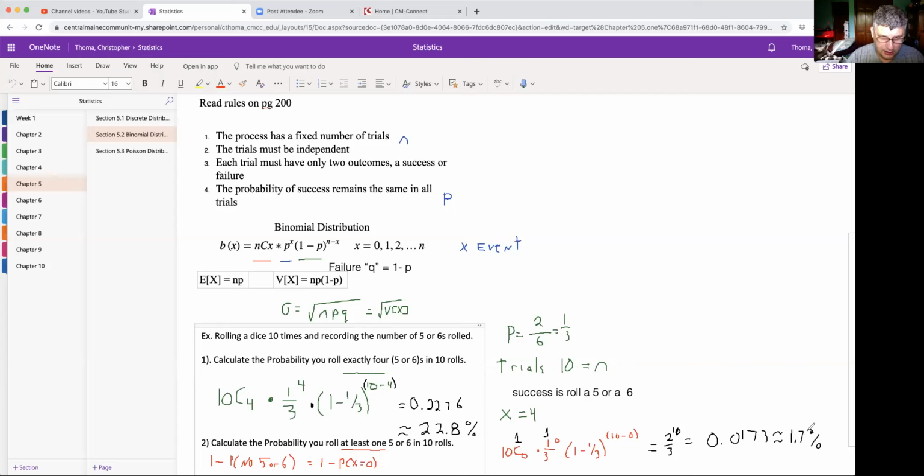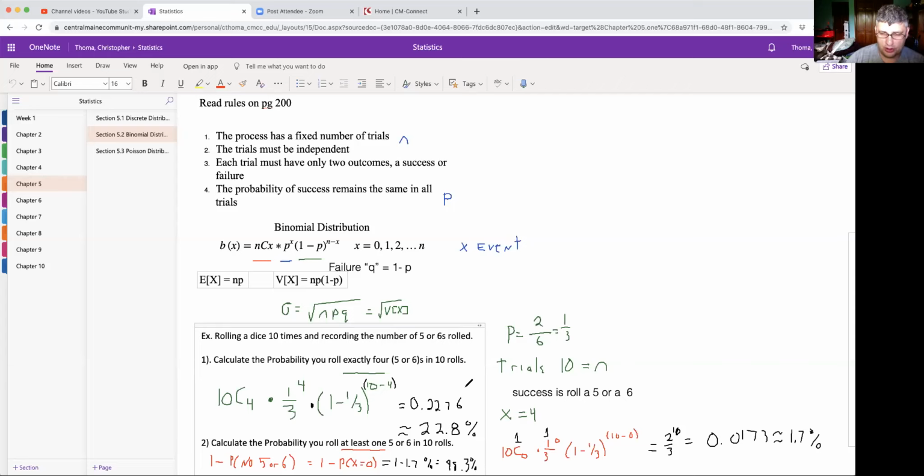We want to find at least, so we have to go back here to this formula and do the complement. So this is 1 minus 1.7%. So 1 minus my answer, 1 minus 0.017, is 98.3%. So there's a 98% chance that I will get at least one 5 or 6 when I roll it 10 times.